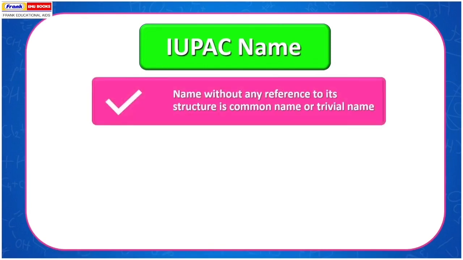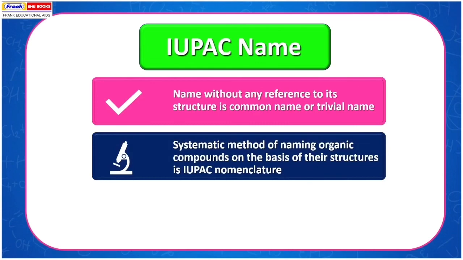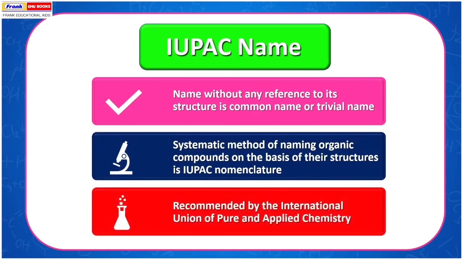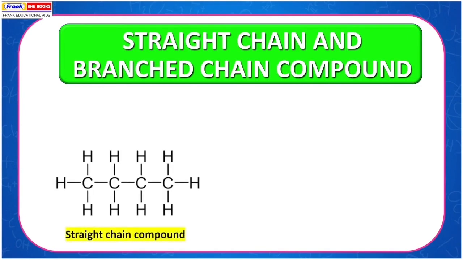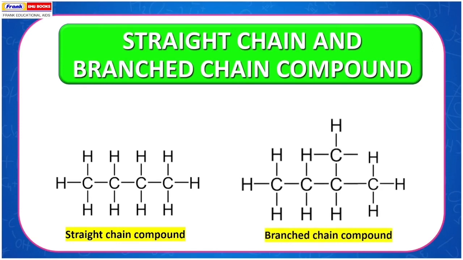A name without any reference to its structure is a common name or trivial name. The systematic method of naming organic compounds on the basis of their structure is IUPAC nomenclature, recommended by the International Union of Pure and Applied Chemistry. Straight chain compound and branched chain compound. The figure on the left represents the straight chain compound butane, which has 4 carbon atoms in a straight chain and valency satisfied by hydrogen atoms. The diagram on the right represents a branched chain compound which contains 4 carbon atoms in a straight chain and branching at the second carbon atom, and valency satisfied by hydrogen atoms.